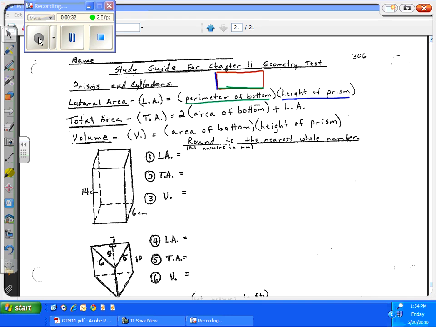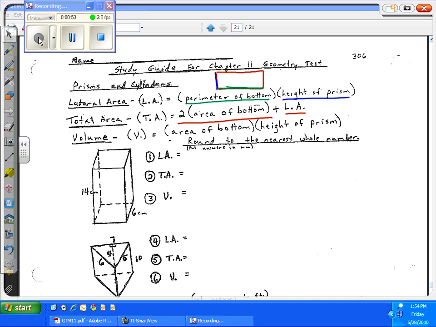So to find the lateral area, or the area of the sides of a prism, it's perimeter of bottom times height. Now a prism has a congruent top and bottom, so if you add the top and bottom, which would be the same as two bottoms, to the lateral area, you would get the total surface area of the prism.